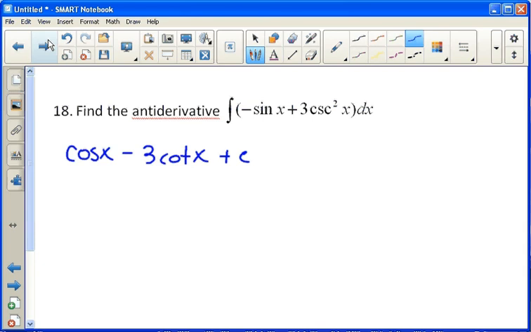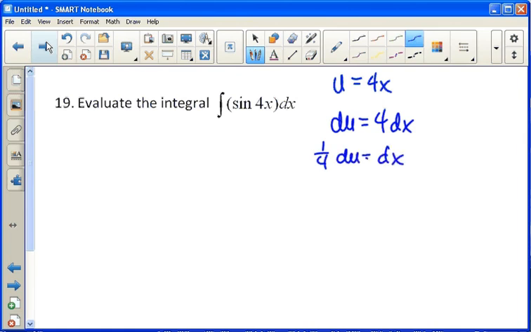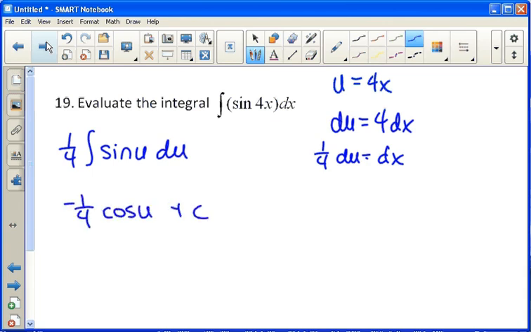Okay, here we're going to have to use u sub because we have a 4x inside instead of just x. So u is equal to 4x, du is equal to 4dx. We have no 4, so we have to divide that over. And we get 1/4 times the integral of sine u du. So that's negative 1/4 cosine of u plus c, or negative 1/4 cosine of 4x plus c.